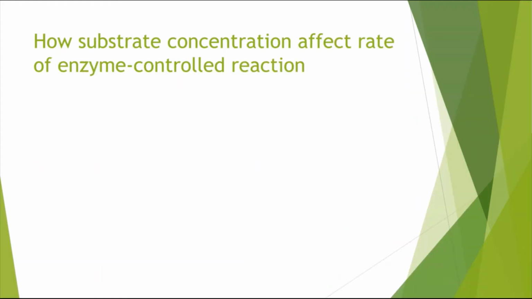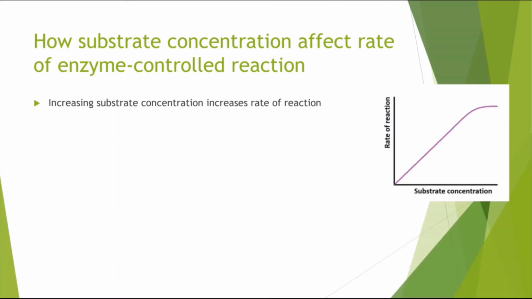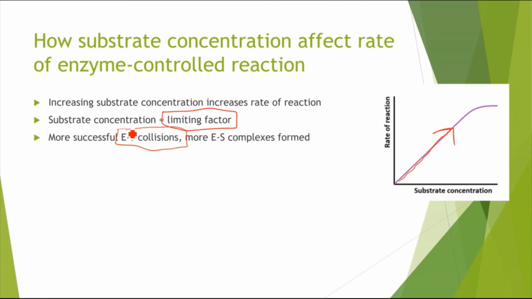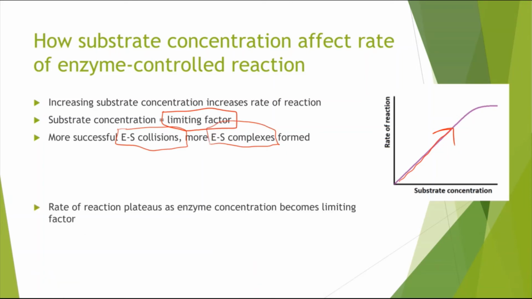So how does the substrate concentration affect the rate of an enzyme-controlled reaction? Increasing the substrate concentration increases the rate of reaction, so there is a positive correlation. This is because the substrate concentration for now is the limiting factor. So it's the substrate concentration which needs to be increased for the rate of reaction to increase. More successful ES collisions will occur when the substrate concentration is increased.